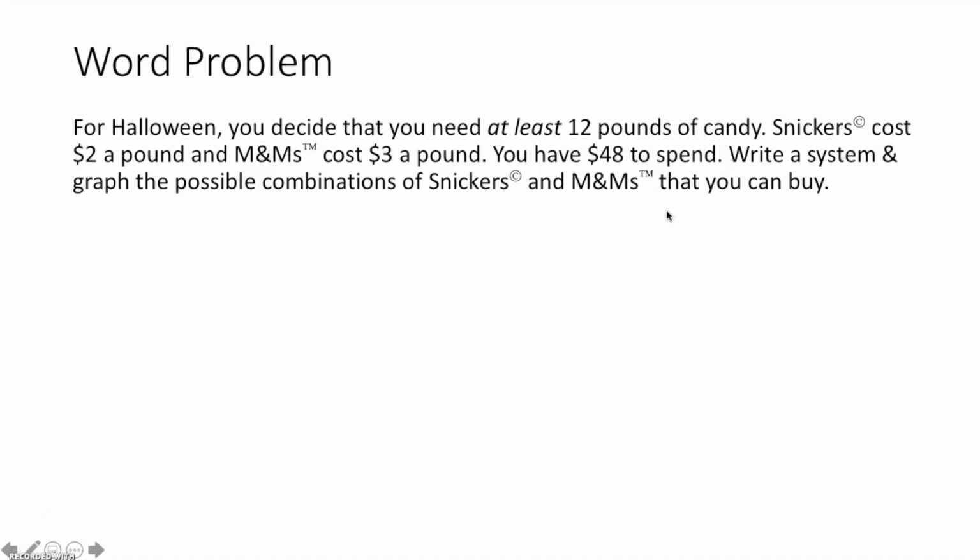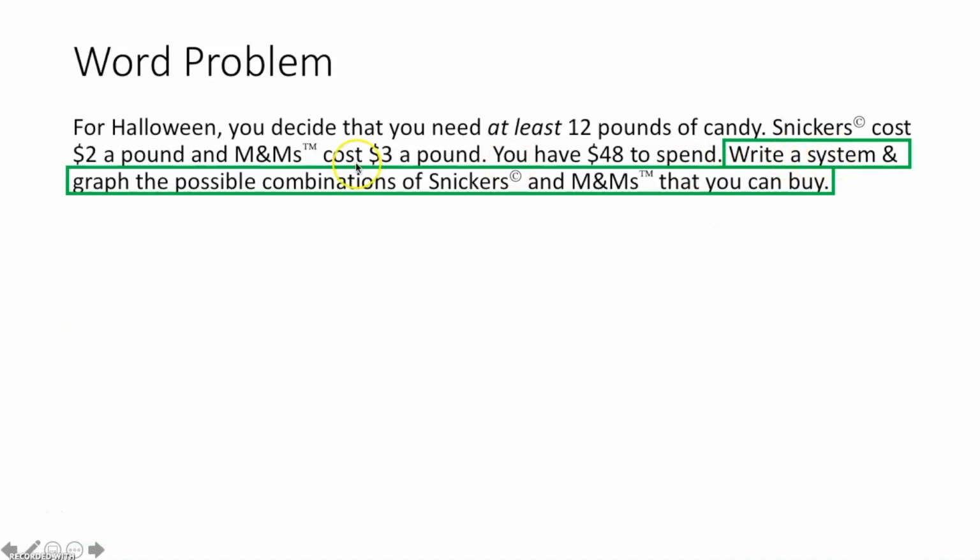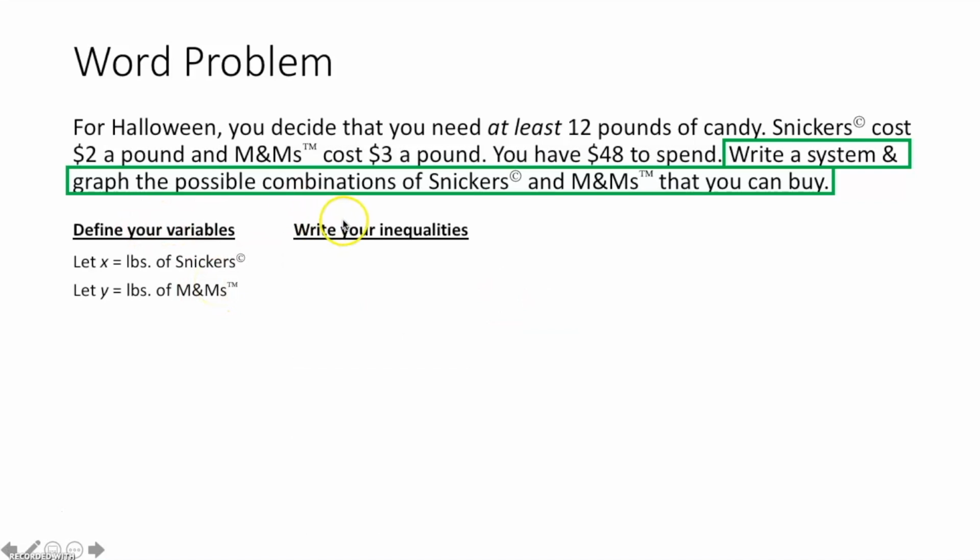Step 2, what is the question asking? It's asking us to write a system and graph the possible combinations of Snickers and M&Ms that you can buy. Okay, cool. We can use that when we move to step 3, which is to define our variables. So if we're trying to find the possible combinations of Snickers and M&Ms, that would be the possible combinations of pounds of Snickers and pounds of M&Ms. So we'll say that X is the pounds of Snickers and Y is going to be the pounds of M&Ms.